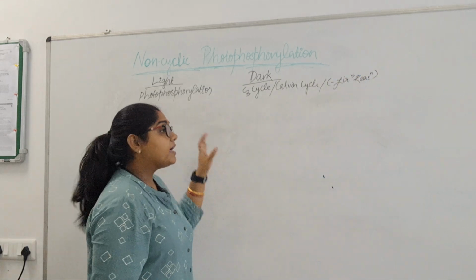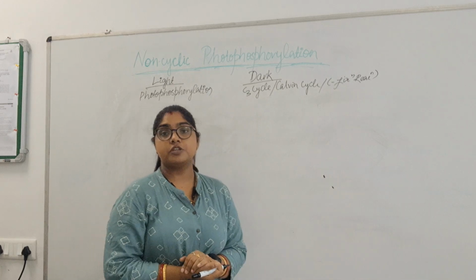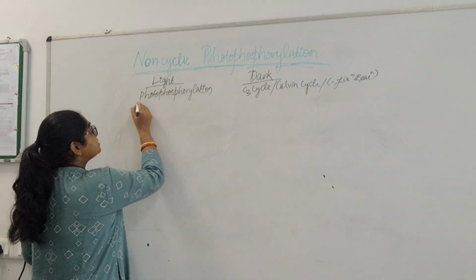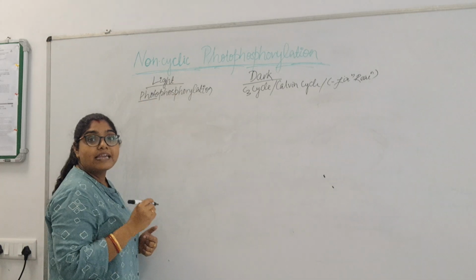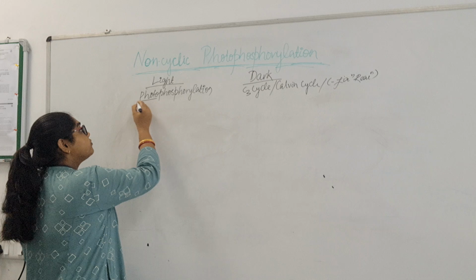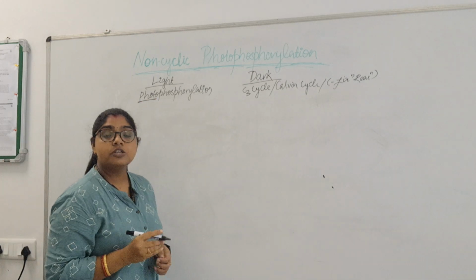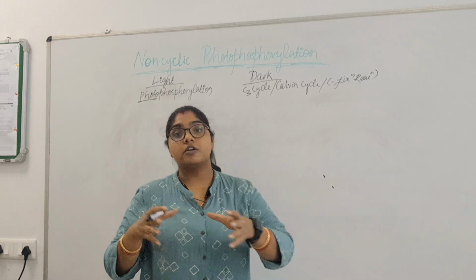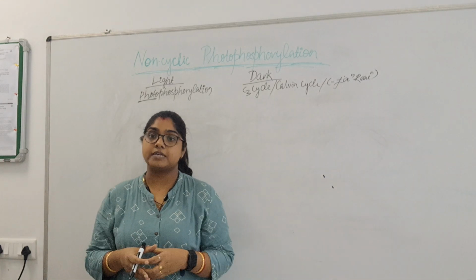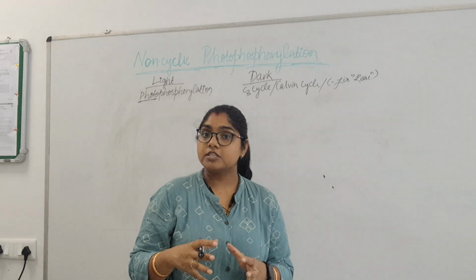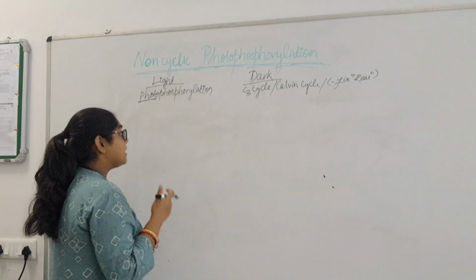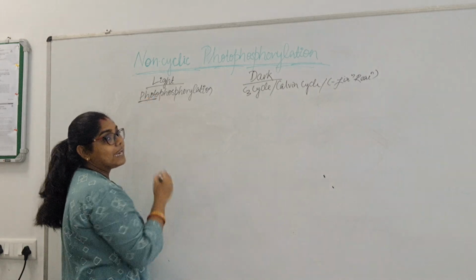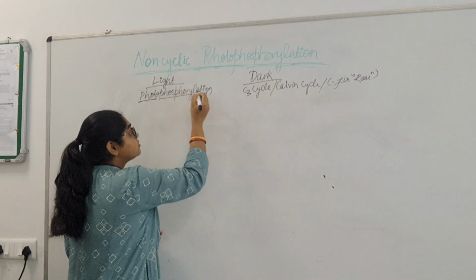So light reaction is also known as photophosphorylation. Why is it called photophosphorylation? Because it is induced by light. It is a light driven reaction, that's what is known as photo. And why phosphorylation? Phosphorylation is the process when adenosine diphosphate converts to adenosine triphosphate, ATP. This phosphorylation process takes place in the presence of light. That's why it is known as photophosphorylation.